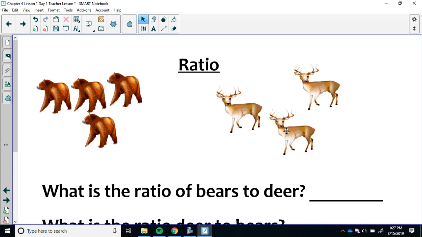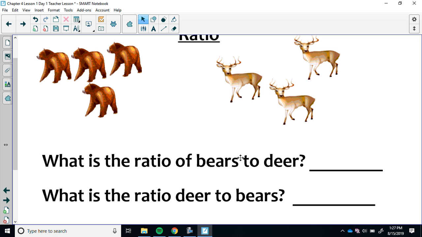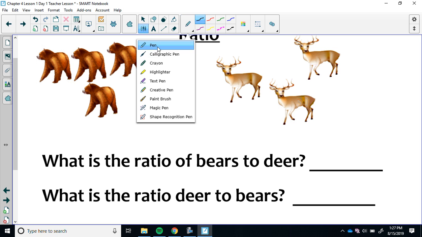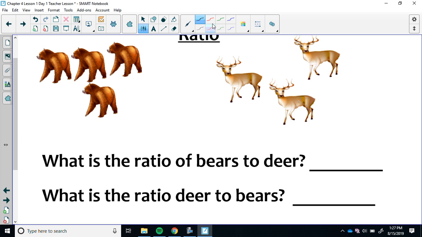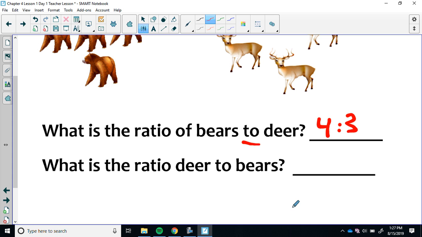What is the ratio of bears to deer? Whatever they ask you, the key here is finding the word "to." If you find the word "to," that divides your ratio in half. So bears to deer, so we count the number of bears, 4. And for most purposes, we're just going to do it like this. You can write it any way you want. You can use the "to," you can use it so it looks like a fraction, but you're going to see me write it most of the time with the 2 dots.